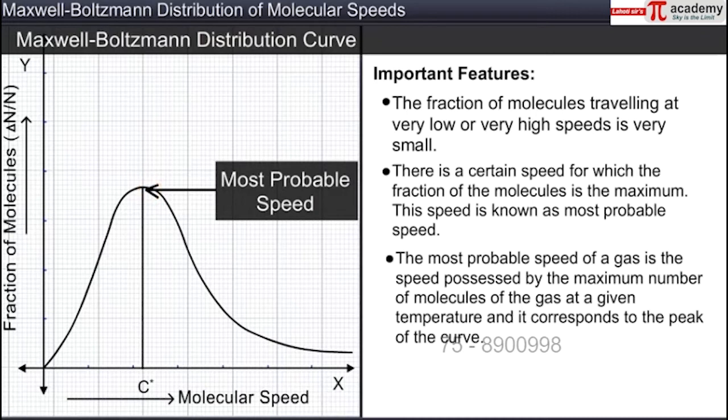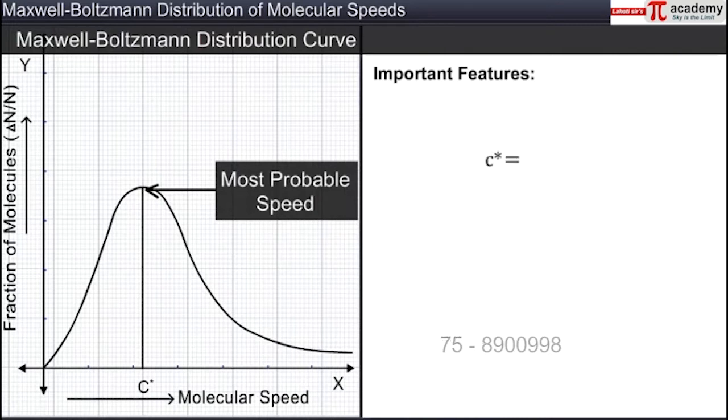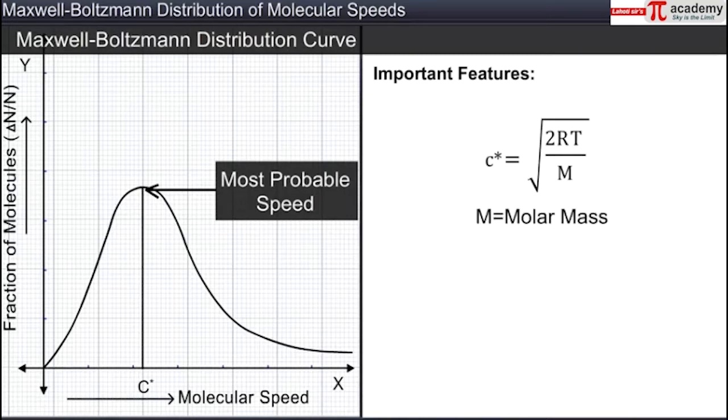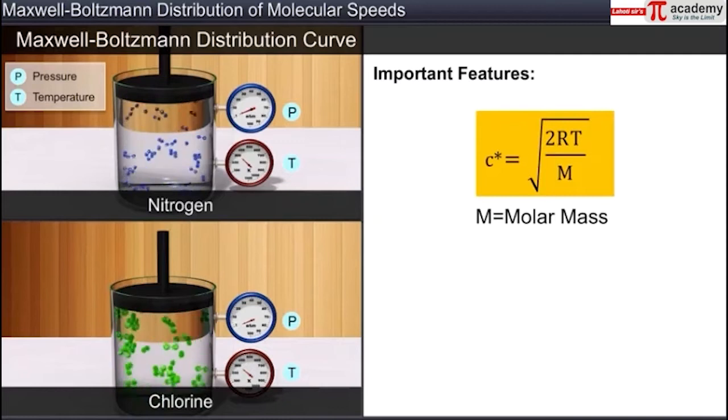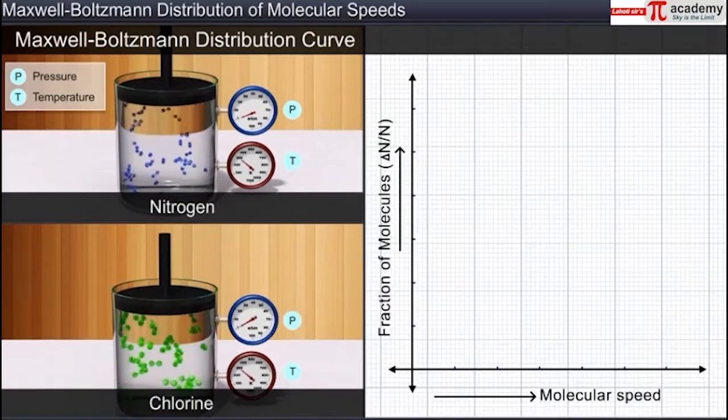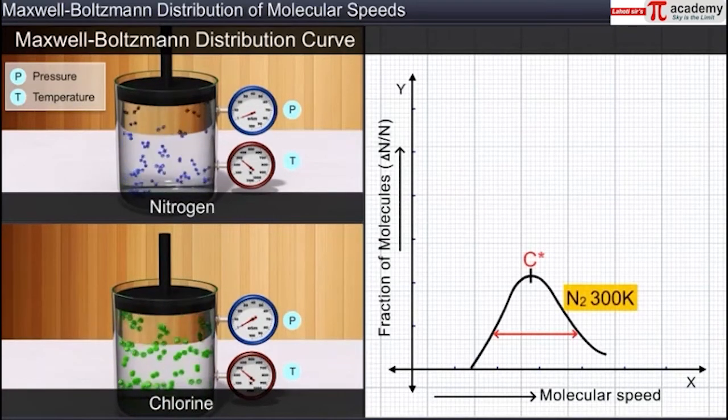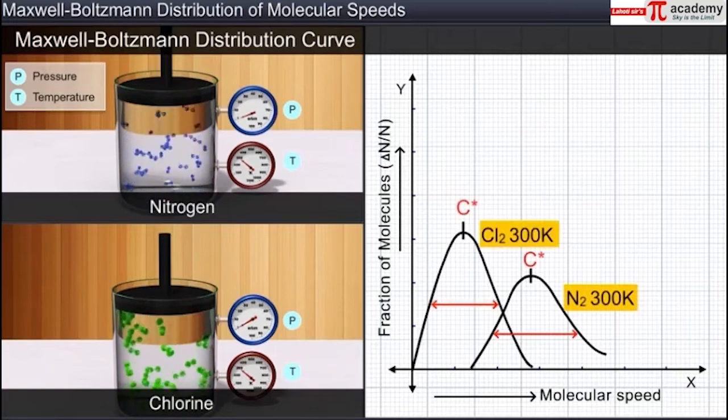Most probable speed is related to absolute temperature T by the equation C star is equal to under root 2RT by M, where M is the molar mass. From this equation, it is evident that at the same temperature, lighter gases move faster than heavier ones. For example, nitrogen gas moves faster than chlorine gas.